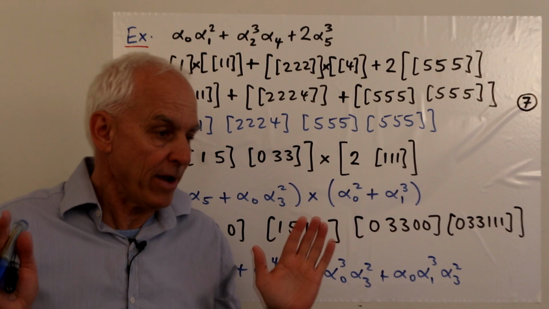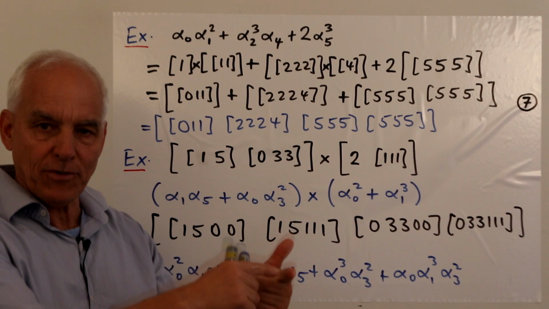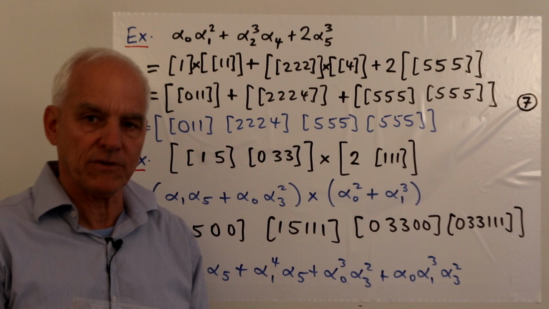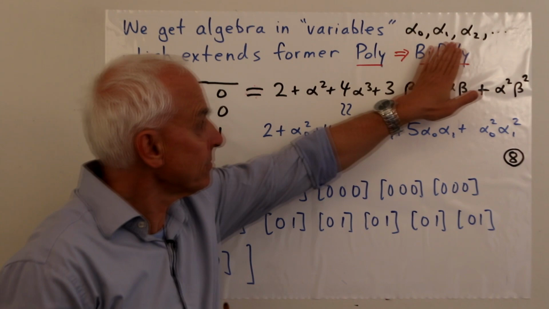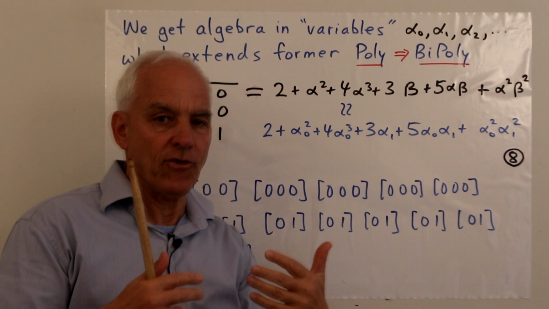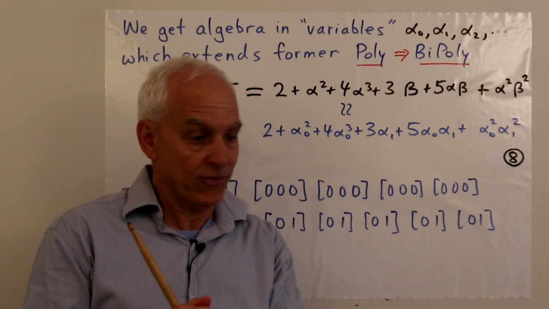So this is just reinforcing the idea that what we really have here is just ordinary algebra, but with lots of different variables: alpha 0, alpha 1, alpha 2, alpha 3, etc. So it's actually already quite a rich framework. We're getting a very general algebra in an unbounded number of variables. And I want to emphasize that this extends the former discussion that we've had in this series and also in the algebraic calculus course on the extension of arithmetic from polys to bipolys.